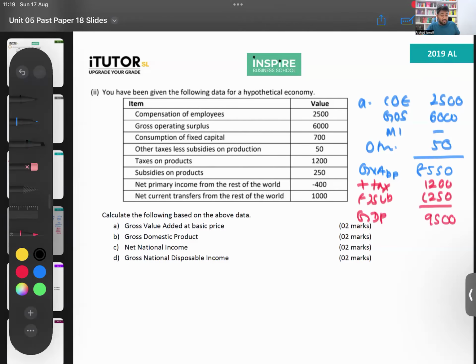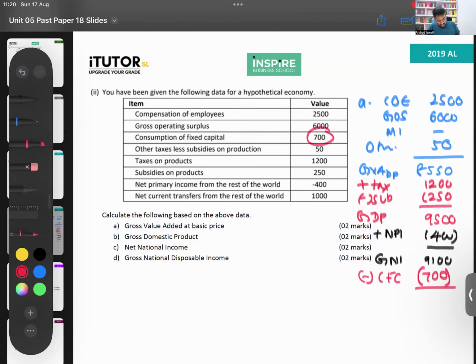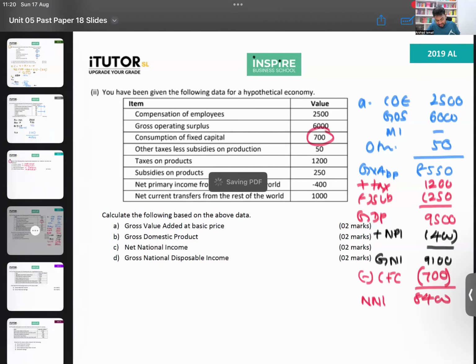Can you go from GDP to net national income straight away? No. First, you have to go to GNI. So how much is GNI? Net primary income is minus 400. So how much do we get as GNI? GNI is 9,100. From GNI, if you remove CFC, that is how much? 700. You get net national income. That is 8,400. Okay, then you have the last one, gross national disposable income.